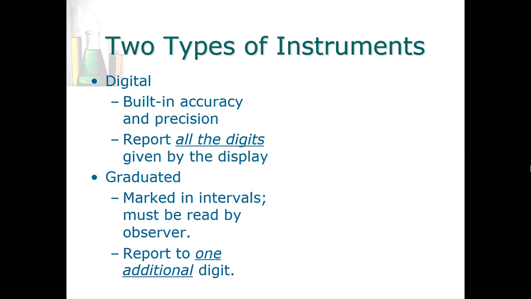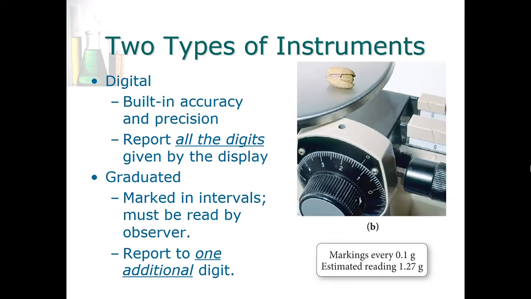The other type of instrument is what we call a graduated instrument. It is marked in intervals, and so an observer has to read them. So here is another object on a balance. Notice that in this case, the scale is not digital, but it's actually depending on some dials and knobs here. Let's see if we can read this. Notice that the bigger scale there has numbers 0, 1, 2, 3, 4. Those are grams. And you'll notice that each one of those ranges is subdivided into 10 intervals, which means that each interval is a tenth of a gram.